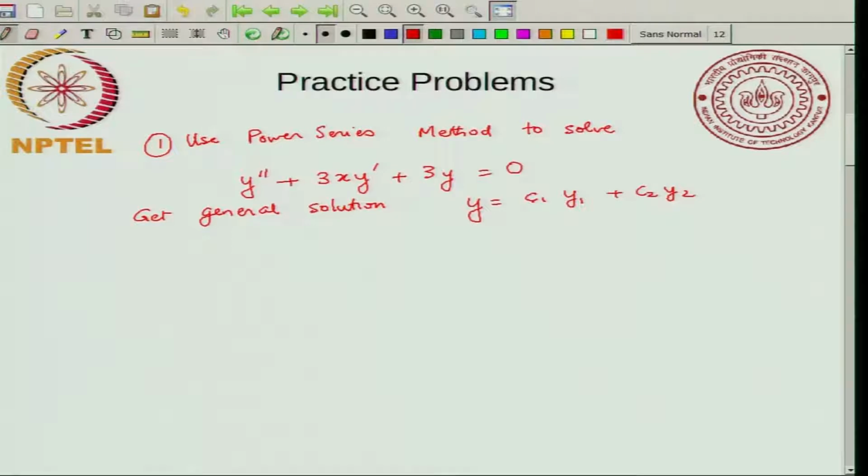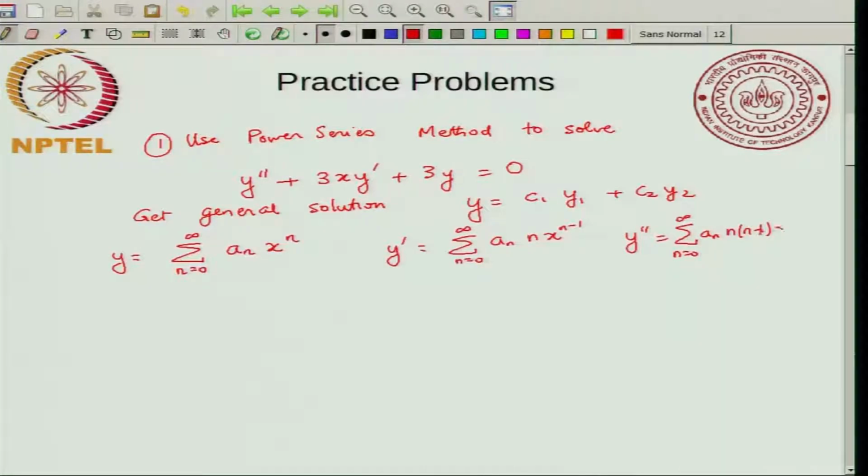So, let us start working out the method. If you want to solve this, you will start with the trial form y is equal to sum over n equal to 0 to infinity a n x raised to n. And then y prime is equal to sum over n equal to 0 to infinity a n n x raised to n minus 1, and y double prime equal to sum over n equal to 0 to infinity a n n minus 1 x raised to n minus 2. This is how you start the power series method. This is the first step: write the power series and write the derivatives.